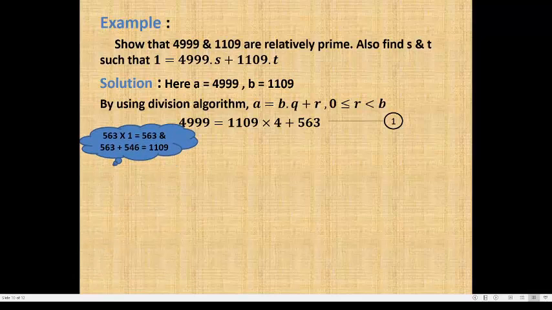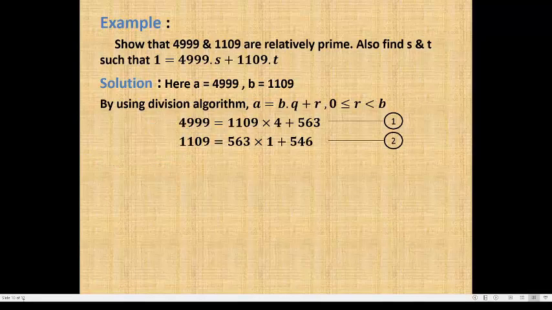So here 563 into 1 is 563, and plus 546 is equal to 1109. So here we get 1109 equals 563 into 1 plus 546. Give it the equation number second. Now again the remainder is not 0.